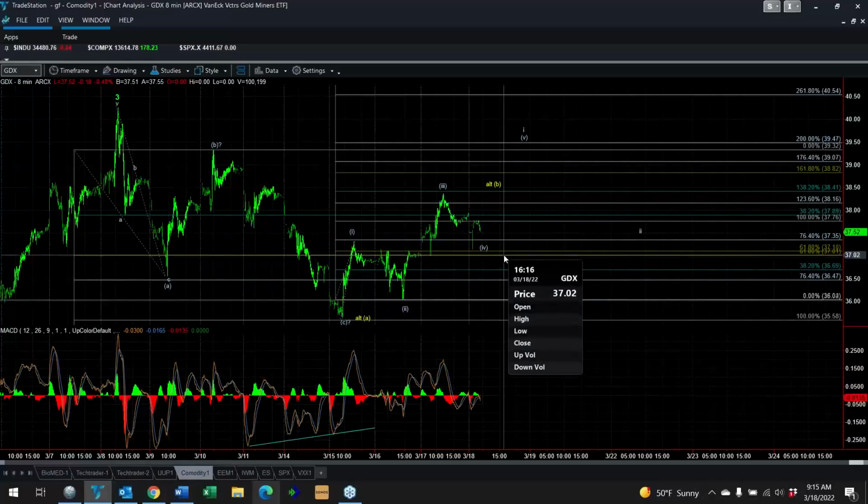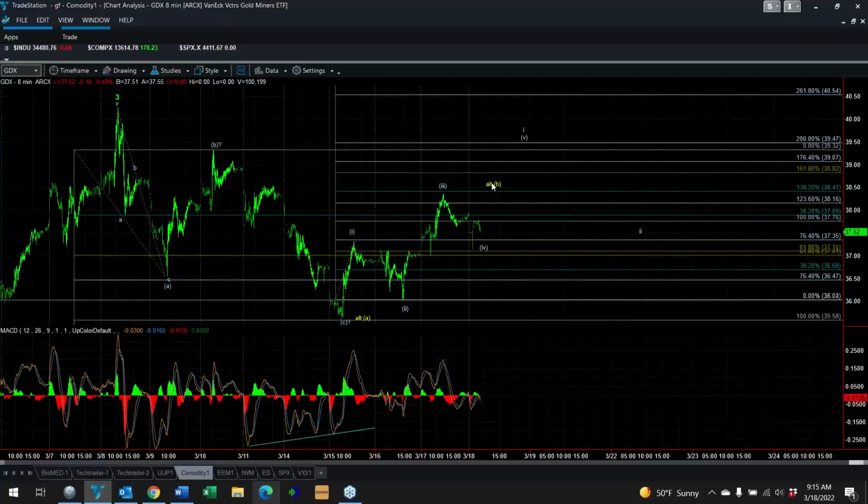But as long as we stay over 37, I think I can maintain an expectation of a 5-wave structure to develop. Below 37, I have to consider the potential that this pullback is going to continue a little bit longer. Okay? As long as we hold 37, I think we can still view this as a wave 4 and a leading diagonal. But below 37, it makes it much harder to do so.